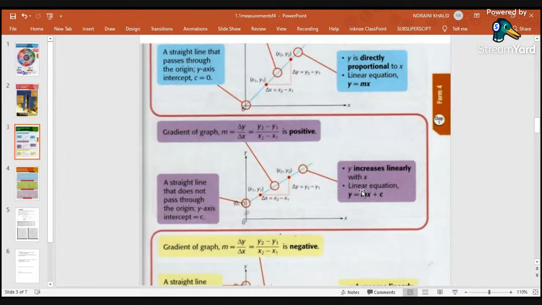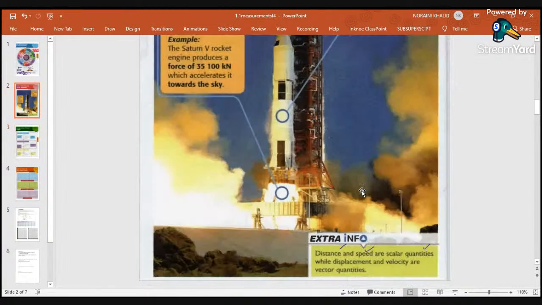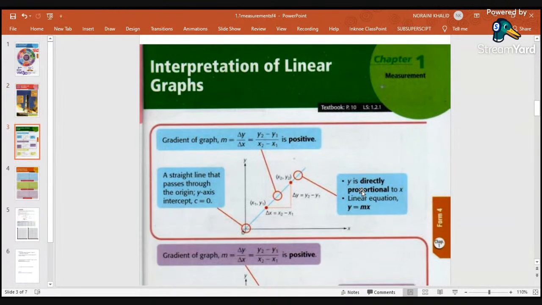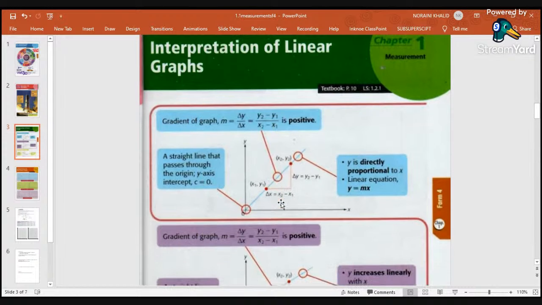Okay, now we go to the next part. 1.2 is interpretation of linear graph, which is very important when you carry out experiment and you complete the report. Experiment, you plot a graph based on the data recorded, and then you need to analyze the graph that you get. And then you must be able to state relationship between corresponding variable and manipulated variable. Okay. As an example here, let's say we have a straight line graph passes through the origin.